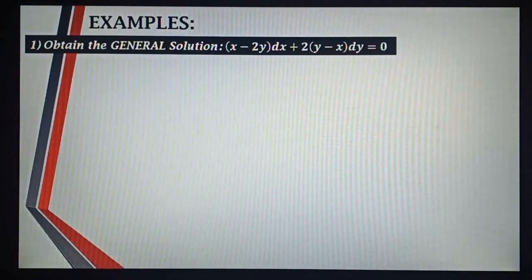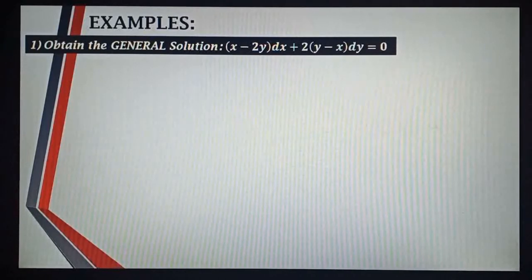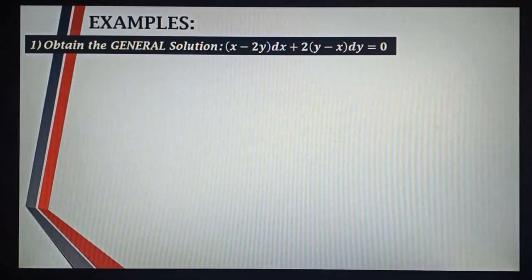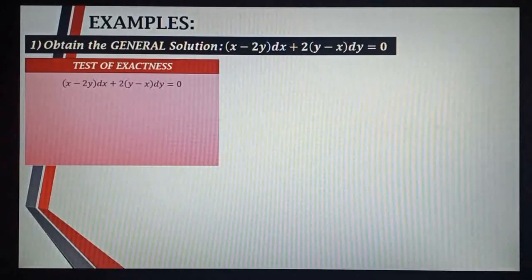You have to obtain the general solution of the given equation, which is the quantity of x minus 2y dx plus 2 multiplied to y minus x dy equated to 0. So you have to perform first the test of exactness para malaman natin kung exact yung equation bago natin isolve using the exact equation solution. So we have the test of exactness. So you were given your equation identifying the m. Our m here is x minus 2y.